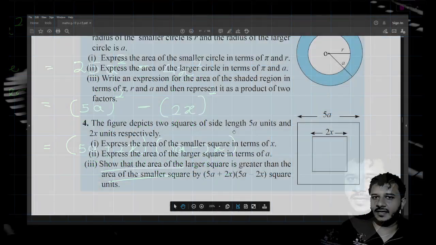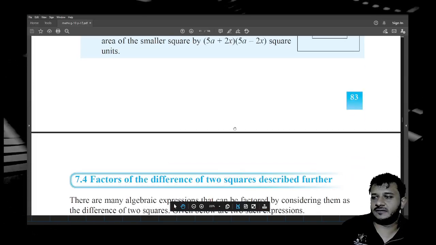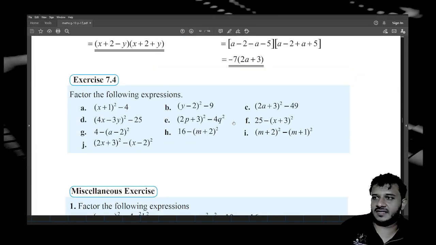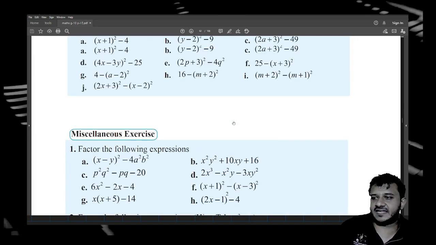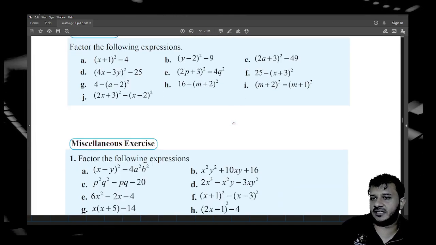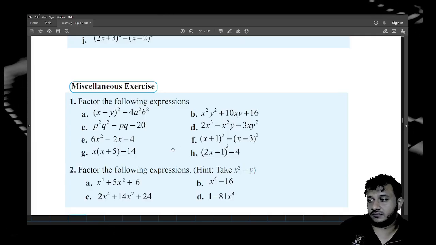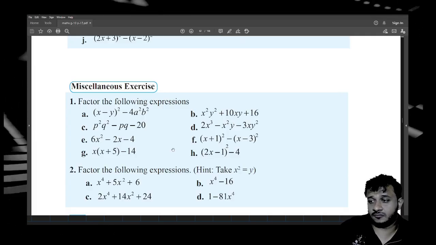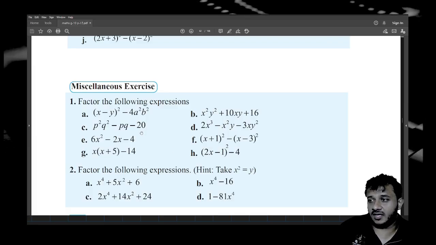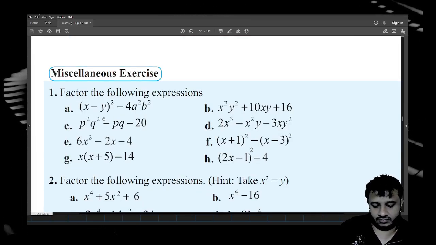Okay. Anything else, Pute? With 7.3? That's it. Then 7.4 and miscellaneous exercise. Anybody got any doubts, Pute? Yeah? Tell me, Pute. First question, A part.